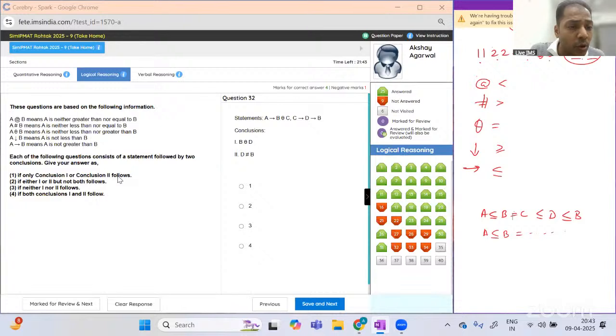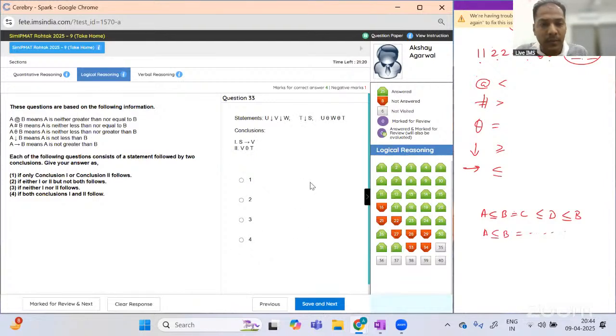If only conclusion 1 or conclusion 2 follows. If either one but not both. Either one, sorry, only one follows here.